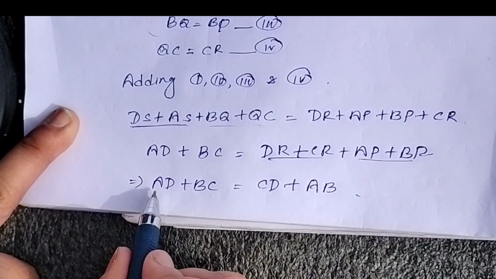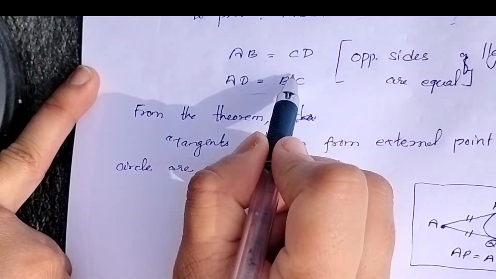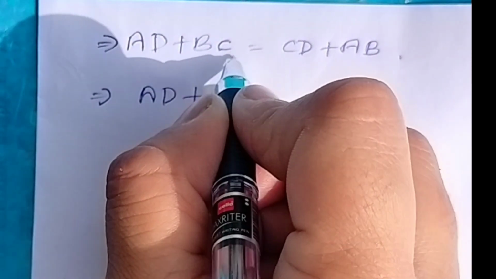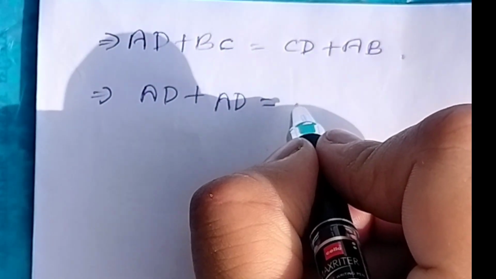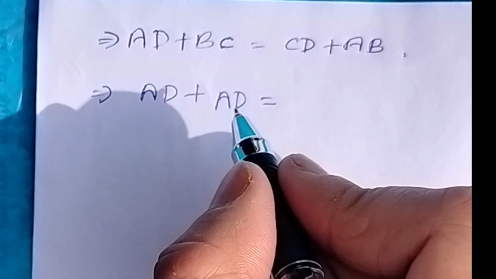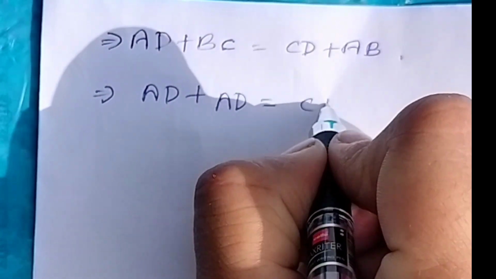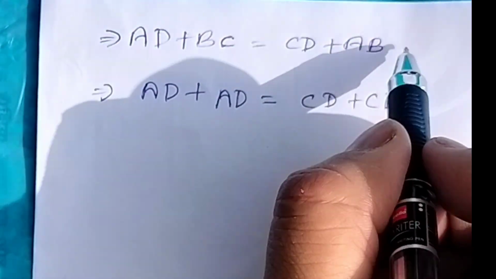Since we know that AD, see from here we can write AD is equal to BC, no. So we can write BC as AD only, no. We can write it in two ways. Okay, AD plus AD we can write, and the other we can write CD plus CD, no. Since CD is equal to AB, no, so we write it CD plus CD.